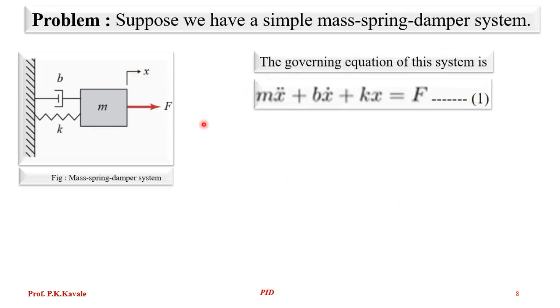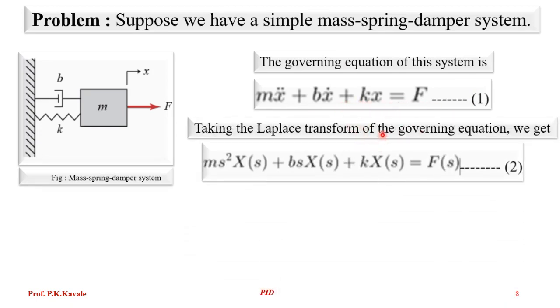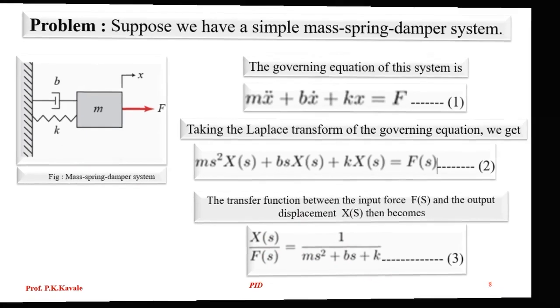So the governing equation in differential form is m x double dot plus b x dot plus k x equals f. Converting this into the Laplace transform, (m s square plus b s plus k) X equals F. We have done this in the modeling section. So we are interested in the transfer function of this system. The transfer function of this system is 1 upon (m s square plus b s plus k).